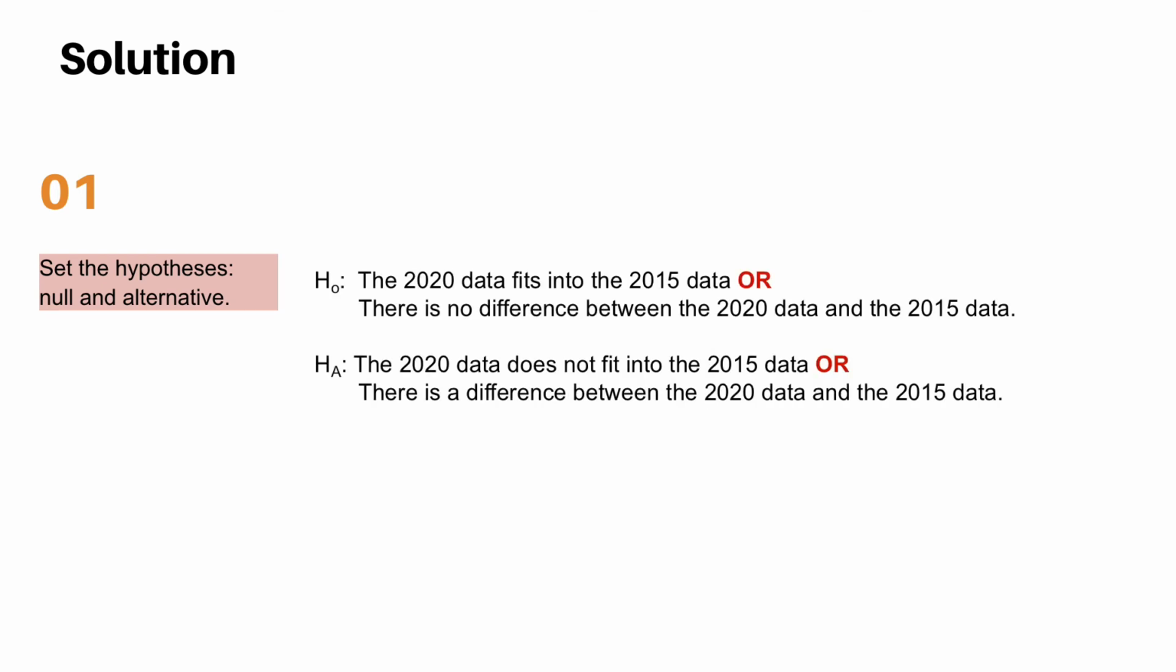Now let's have a look at the solution for this problem. The first step is to set the hypothesis, both null and alternative hypothesis. The null hypothesis can be written as the 2020 data fits into the 2015 data, or there is no difference between the 2020 data and the 2015 data. On the other hand, the alternative hypothesis can be written as the 2020 data does not fit into the 2015 data, or there is a difference between the 2020 data and the 2015 data.